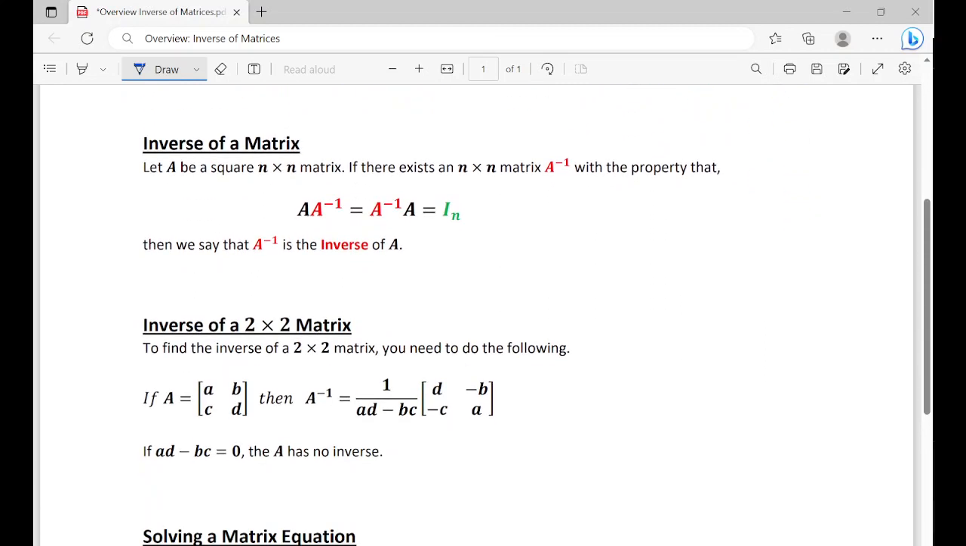For the inverse of a matrix, we let A be a square n by n matrix, and if there exists an n by n matrix, which we denote A inverse, with the property that A times A inverse is equal to A inverse times A, which equals the identity matrix, then we say that A inverse is the inverse of A. Pretty simple and straightforward.